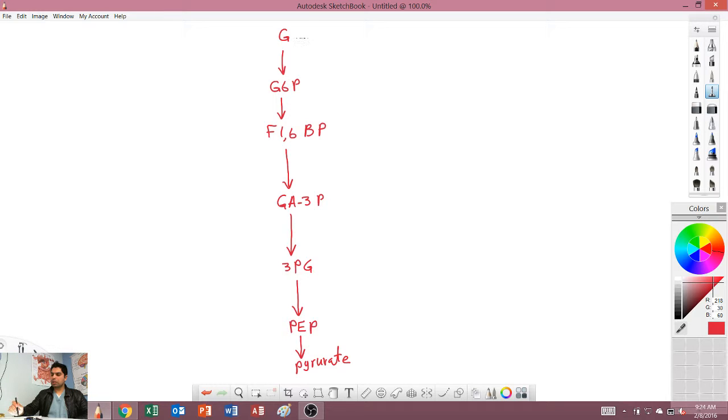How many carbons does a glucose have? 6. So let me write in blue, 6 carbon. Pyruvate has 3 carbons. So going from a 6 carbon to 3 carbon, what did we just do? We broke glucose into two 3-carbon sugars. And this process, because you're breaking down glucose, is known as glycolysis.